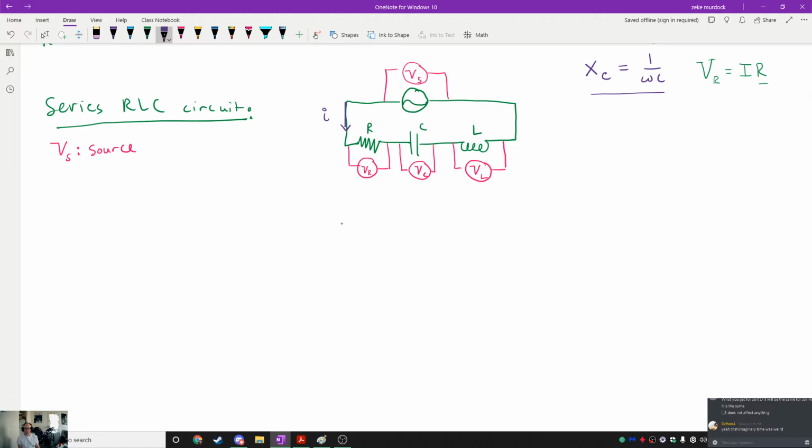Keeping in mind that we're going to use our baseline of the current as a function of time, it is going to be written as I max cosine of omega t.